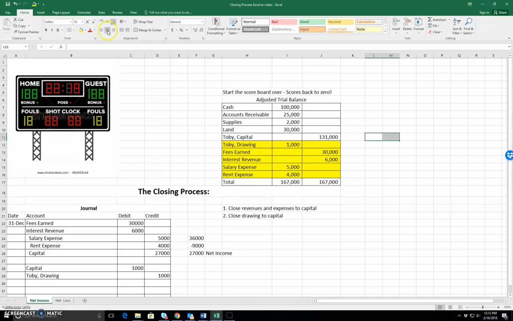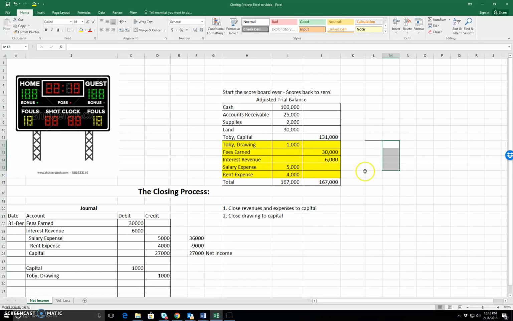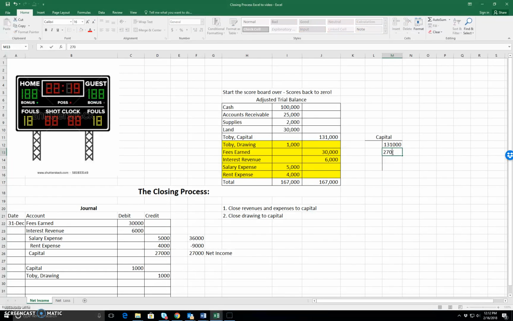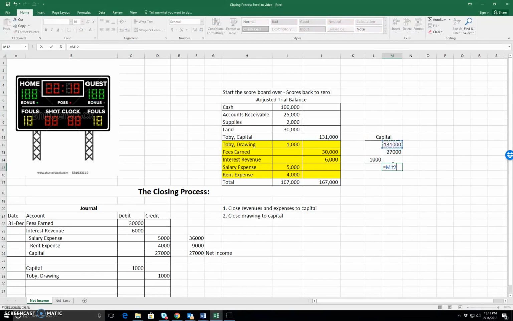So right now I have capital being the beginning balance, which starts with a credit, which is a positive capital number. $131,000. I look and see what I've done here, so I've credited it for $27,000, which represented net income. Then I debited it for $1,000, which represented my drawing. So my new updated capital account would be $131,000 plus $27,000 minus $1,000. So my new updated capital is $157,000.